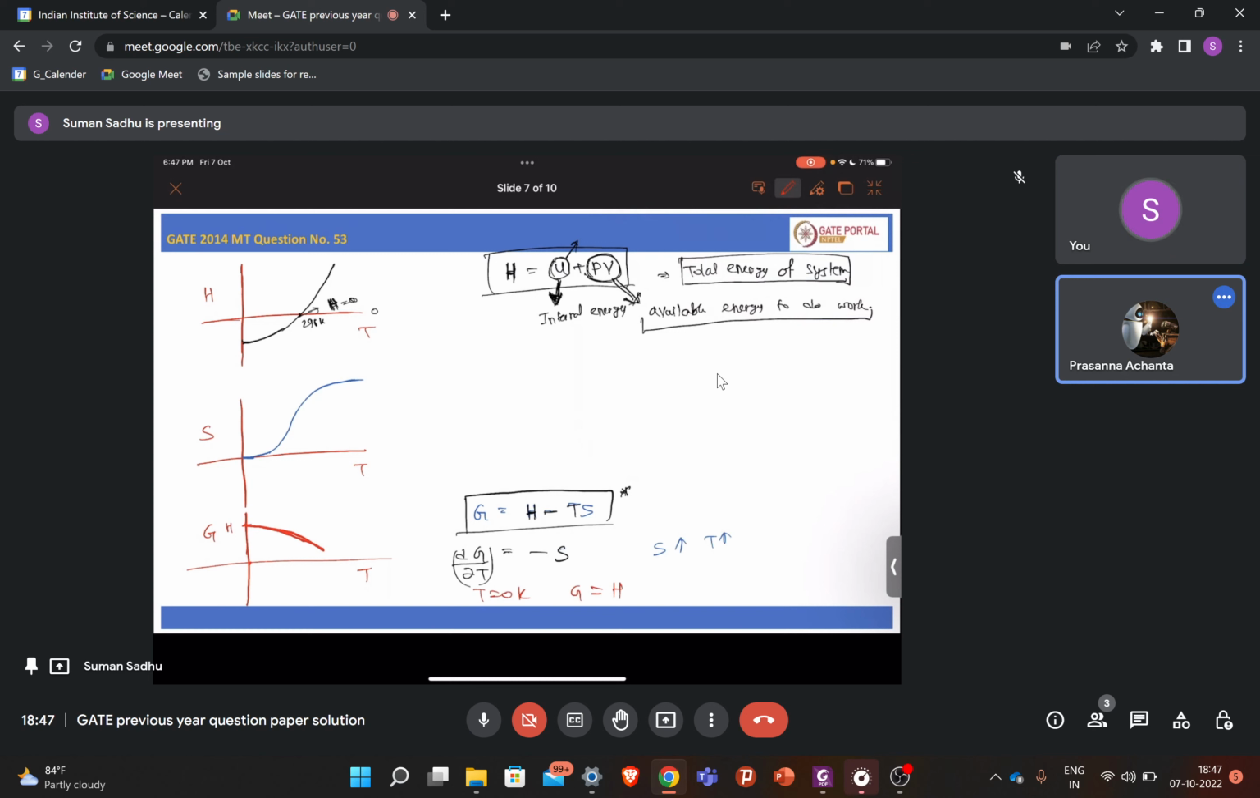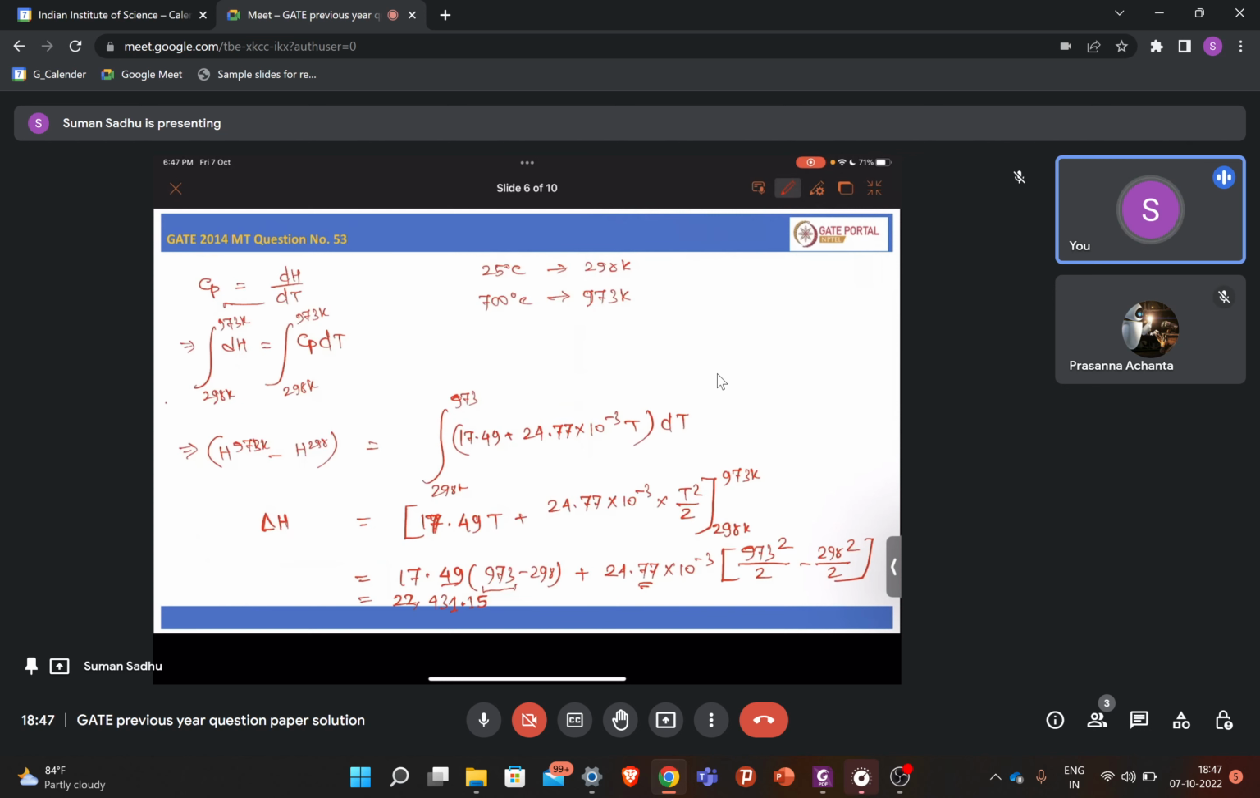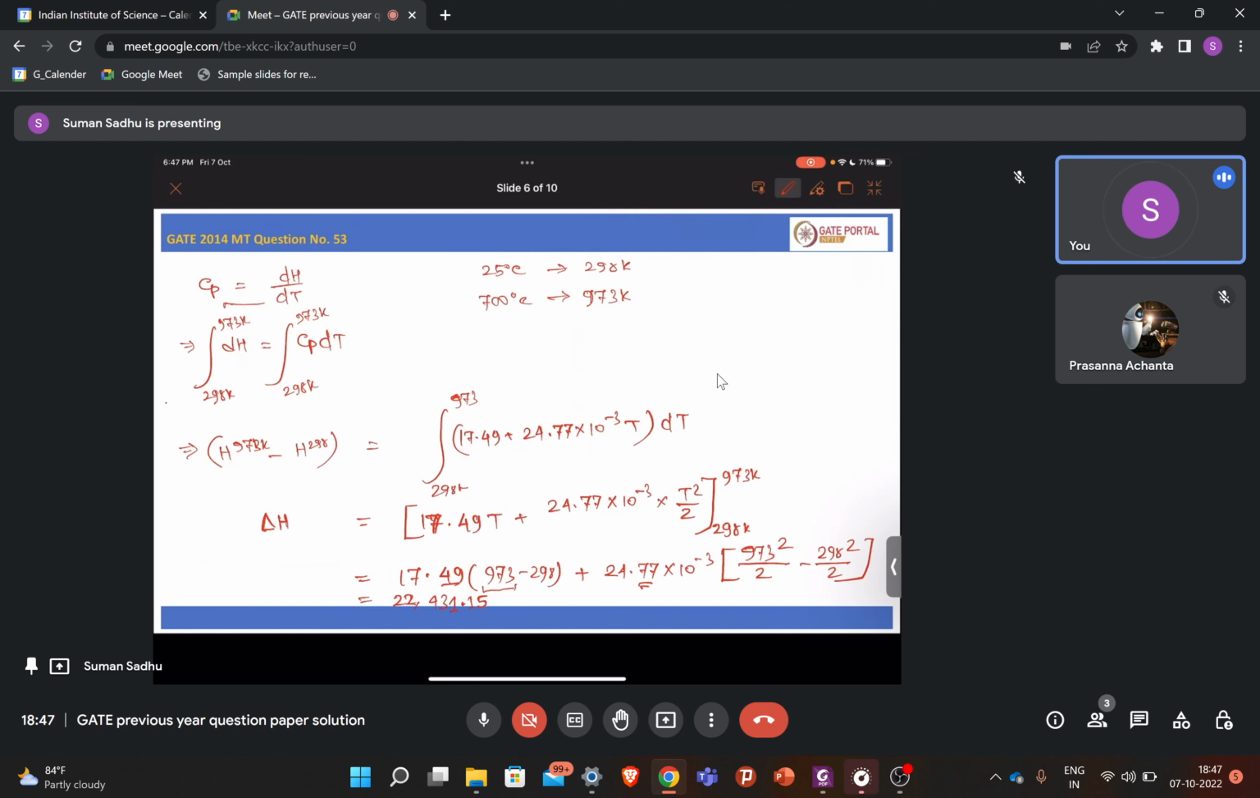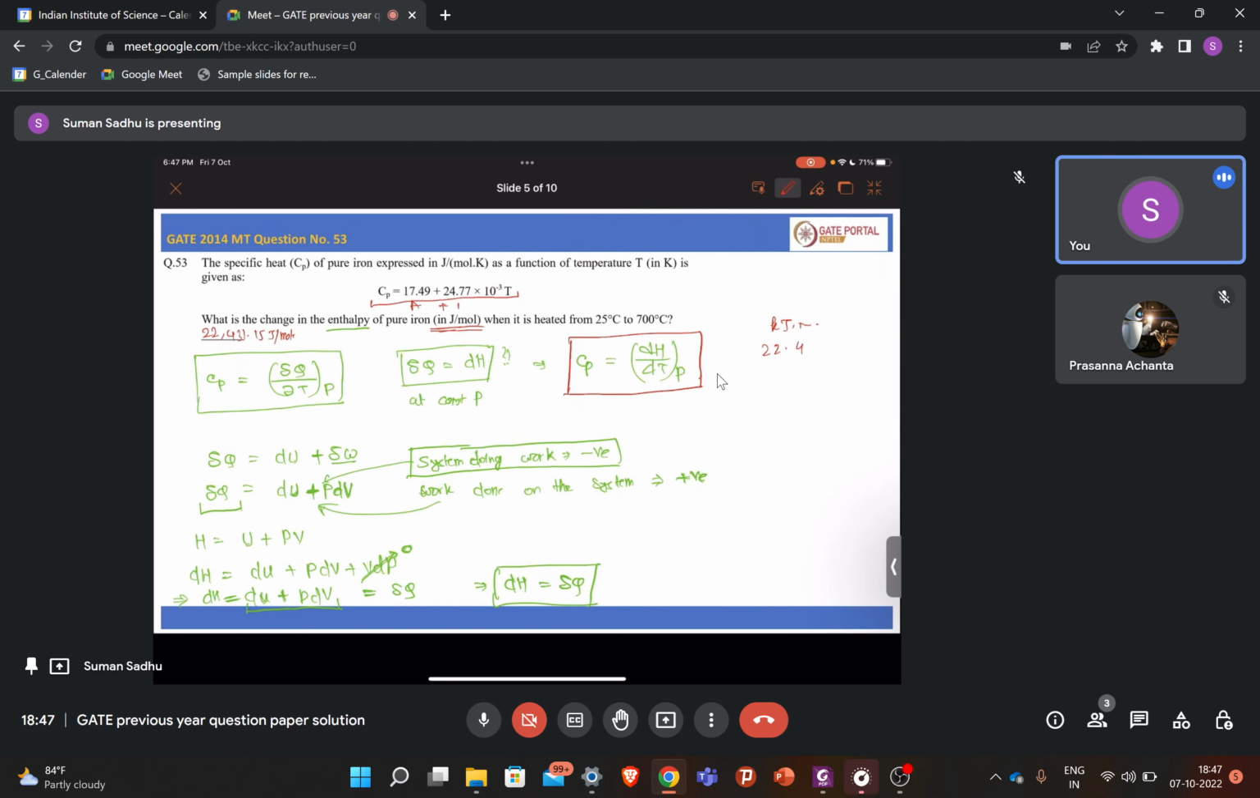Similarly, Cp also varies with temperature like this. Cp varies with temperature with almost similar behavior to the entropy. Sometimes, for the sake of simplicity, people give Cp in terms of A plus BT. In this problem, as we see, Cp is A plus BT. That means it is a straight line equation, right?